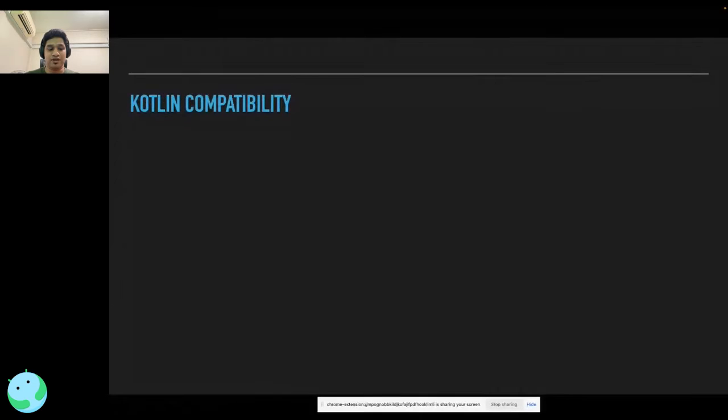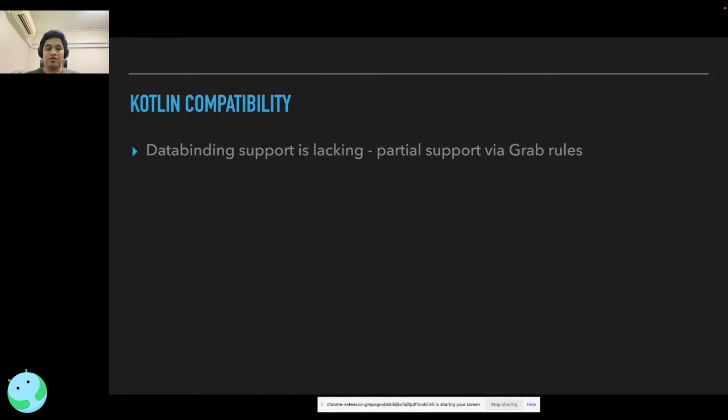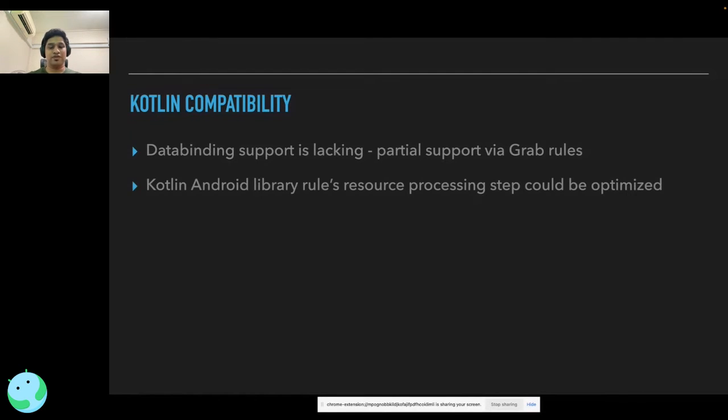So I want to talk a bit more about Kotlin compatibility. At the moment, data binding support is lacking. So a couple of newer features in Android Gradle plugin and Kotlin take a bit to reach Bazel because of community contribution and a couple of friction involved there. So at the moment, data binding support is lacking, and we have managed to provide partial support for it via Grab's own specific rules that we have open sourced, which we'll discuss a bit shortly.